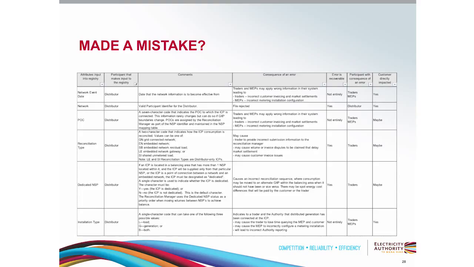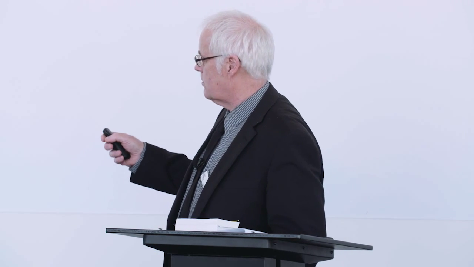So distributor makes a mistake, here the trader and MEP actually gets impacted. And then I put another column on saying is the customer directly impacted. So in some cases it's yes, maybe, and no. But you might find it interesting just to have a little look through there to get an idea about how what you do in market systems actually impacts other participants.